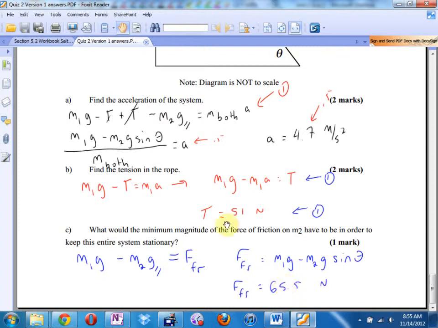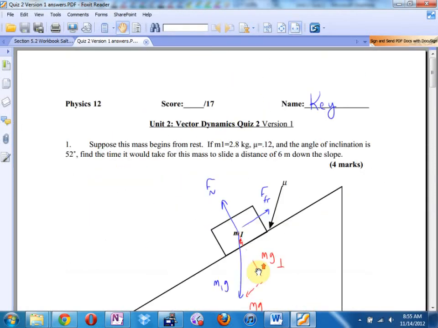And apparently here I went all or nothing, 65.5 newtons. I'd probably give you a half mark if I saw this right here, and then a half mark for the answer. Can you give yourself a nice clear score out of 17, please?